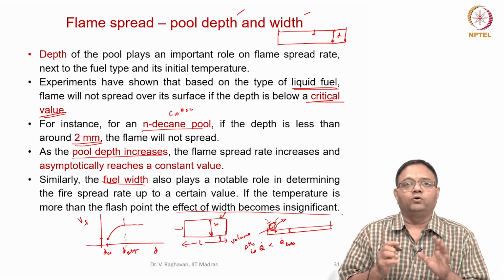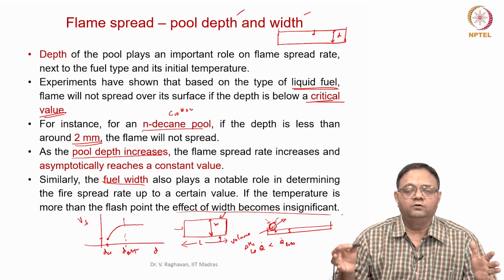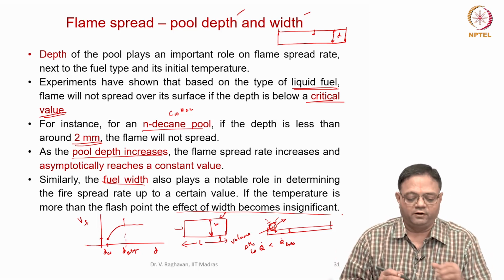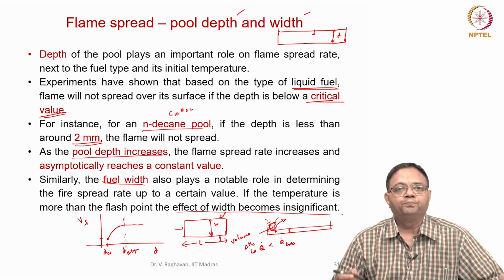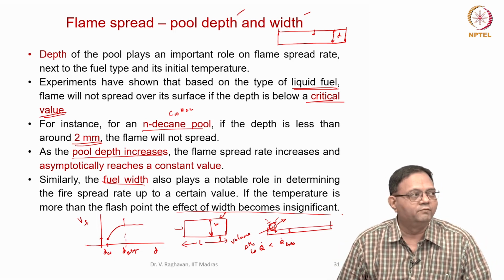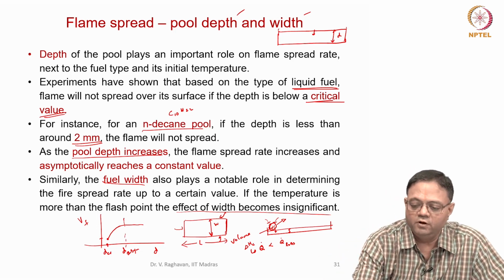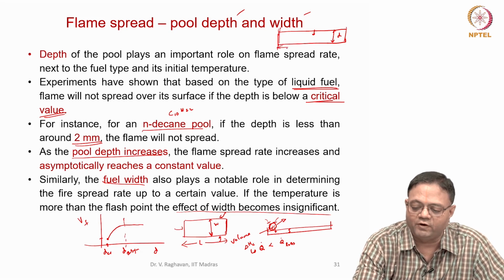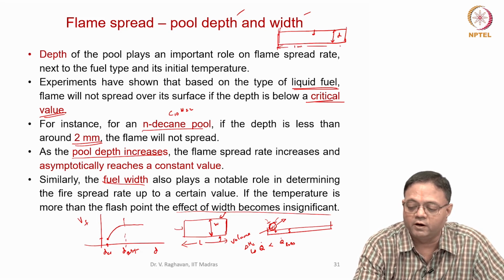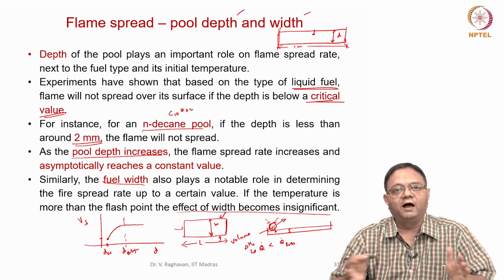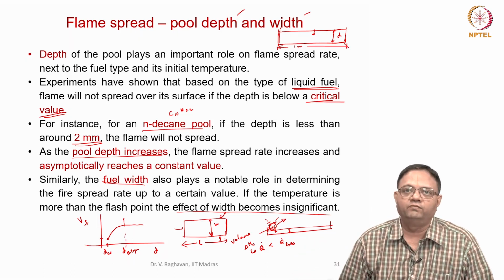So when you try to characterize the fuel, we want to know what the flame spread rate is. So I construct a lab scale experimental setup in which I have a trough of certain length. Say I will have enough length, maybe 1 meter or 1.5 meter, so that I will have some good average value for the flame spread velocity.